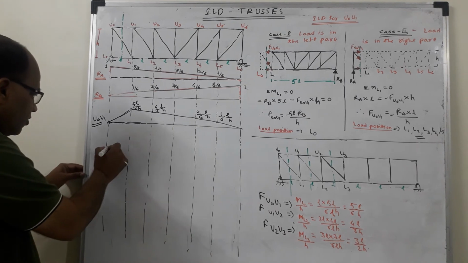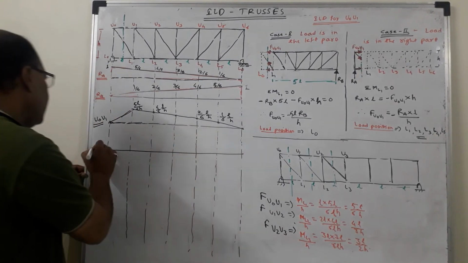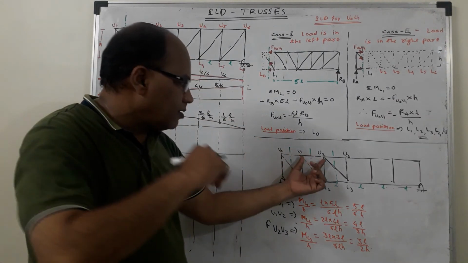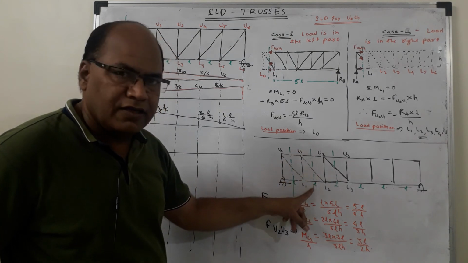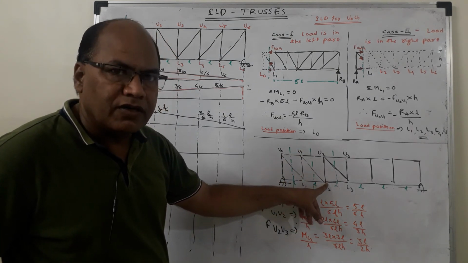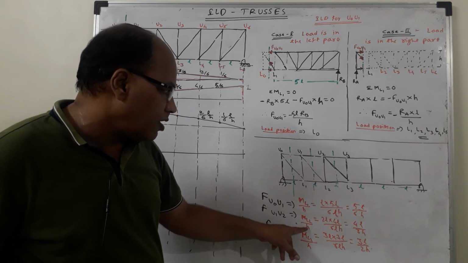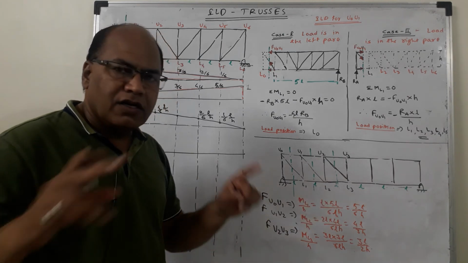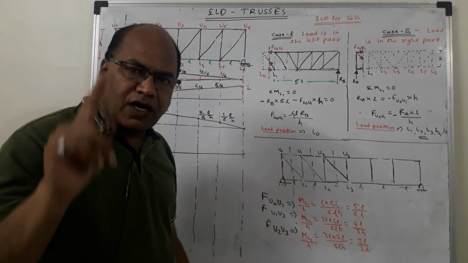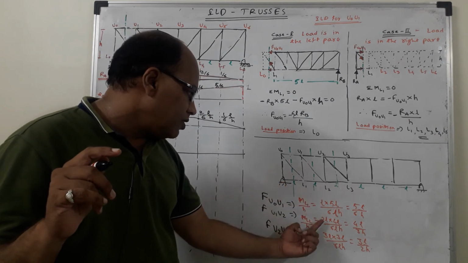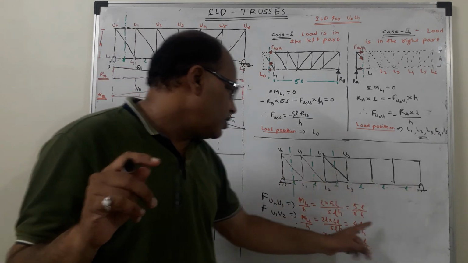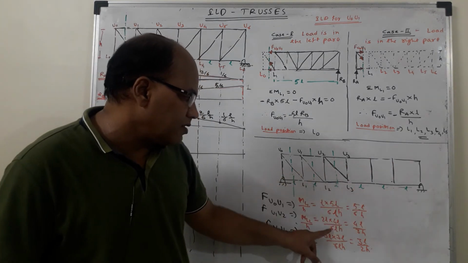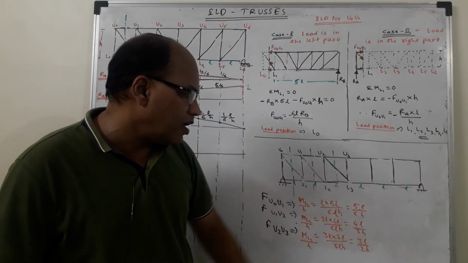Similarly, when I want to draw the ILD for U1, U2, this member, I will have to consider a section like this, and then take the moment about L2. So moment about L2 divided by H will be the force in U1, U2. Moment about L2 will be WAB upon L. W is 1 unit load, A is this distance which is equal to 2L, B is the remaining distance which is equal to 4L. So 2L into 4L divided by the total span, that is 6L, into H, works out to be 4L divided by 3H.